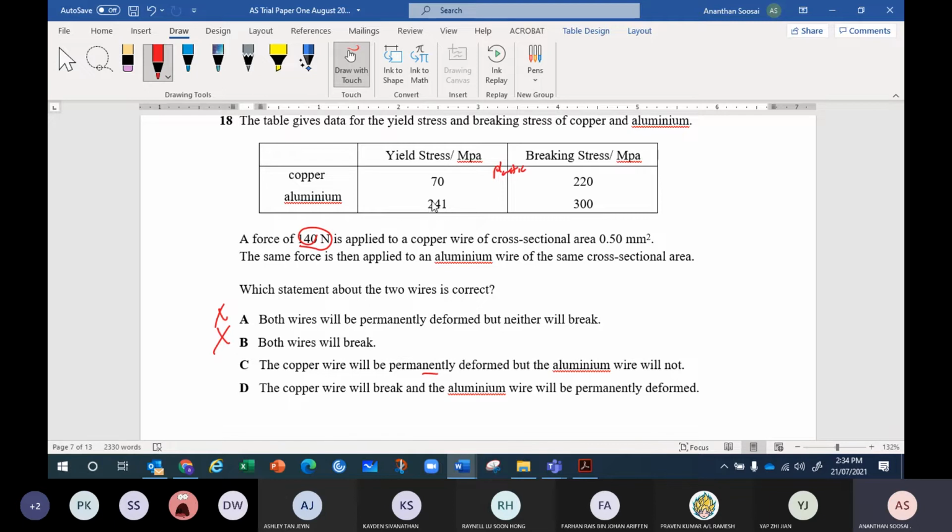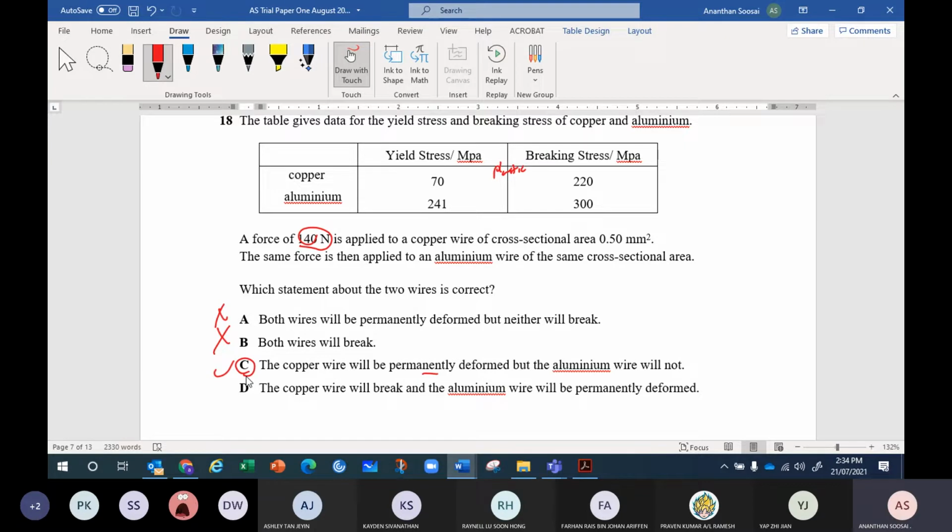So 140 is far lower than 241, so it is still under elastic deformation. So it will get back to the original length. So C looks correct. The copper wire breaks and aluminium will break? No, C is the answer.